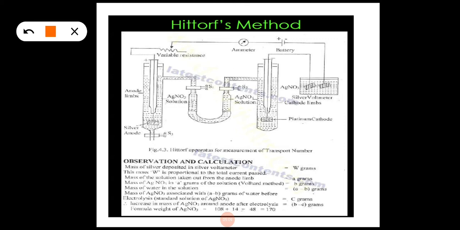During the process of electrolysis, Ag+ ions, silver ions from this compartment, will move. Cations move towards the cathode and get deposited on this electrode. This is the metal electrode. And anions from the cathodic compartment, NO3- ions, will come into this and then will come here. So NO3- will come into the anodic compartment.